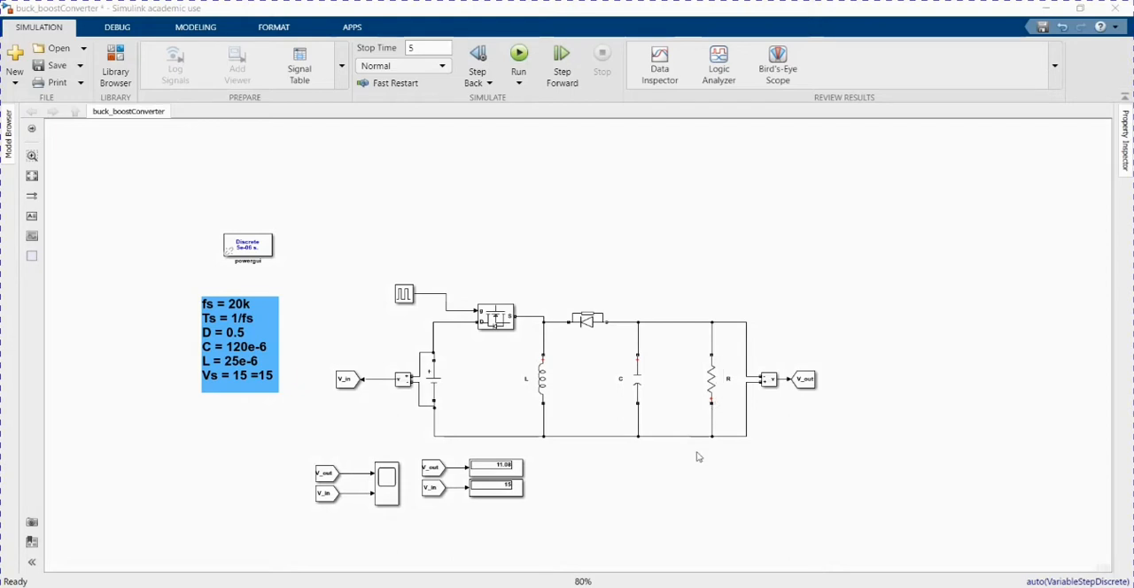In this video, we are going to simulate DC-DC buck and boost converter with an open loop control.